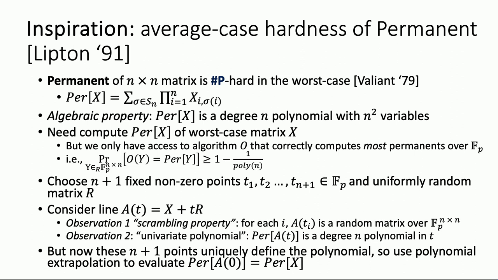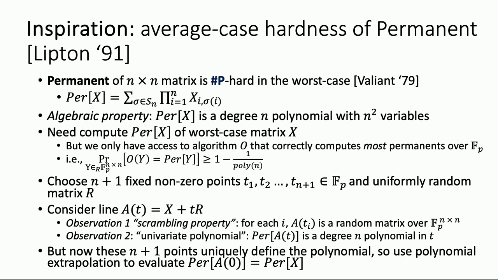That uniquely defines the polynomial. So what we can do is use polynomial extrapolation, like grade-school polynomial extrapolation. I think they call it Lagrange extrapolation, if you want to look it up on Wikipedia, to recover the coefficients of this degree n single-variable polynomial. Once we do that, it's totally trivial to get back the permanent of the worst-case matrix that you gave me, because we evaluate this polynomial at 0. And by construction, A of 0 is X.